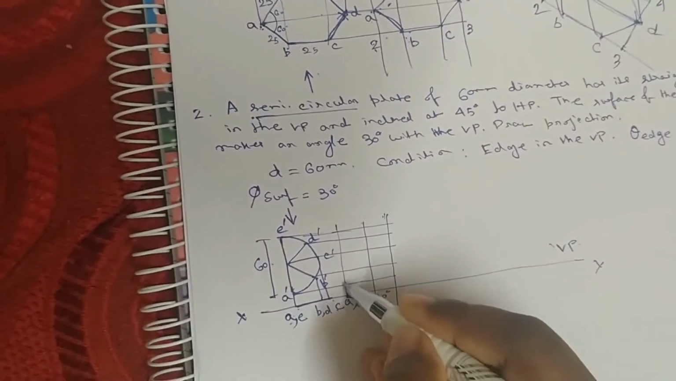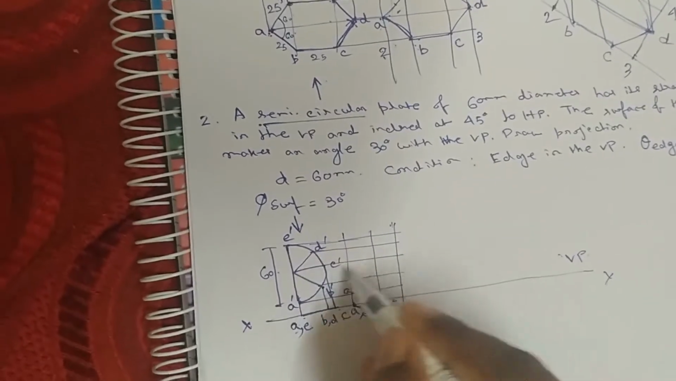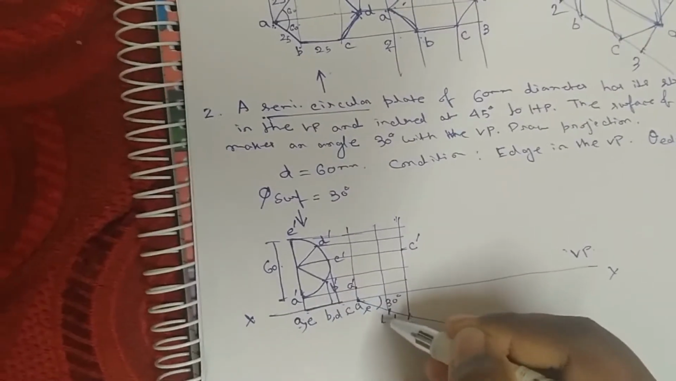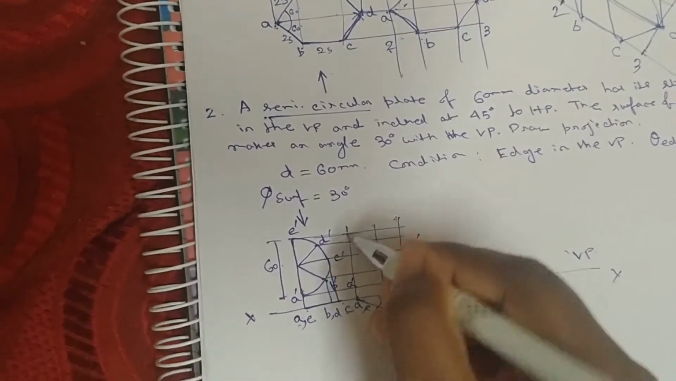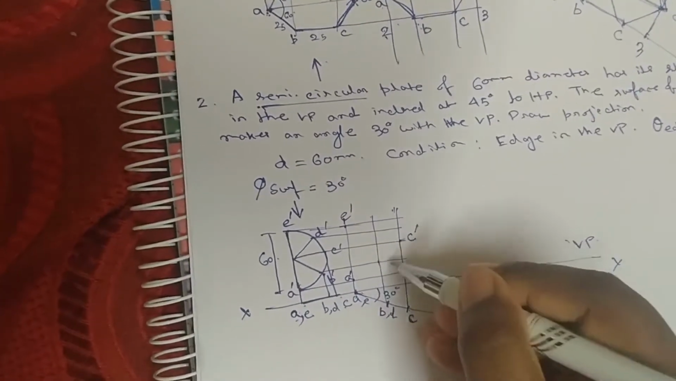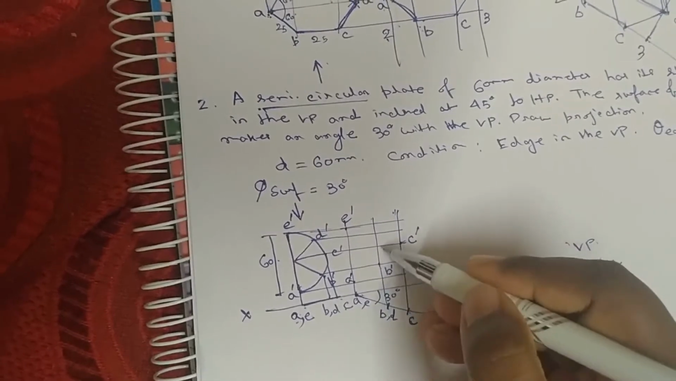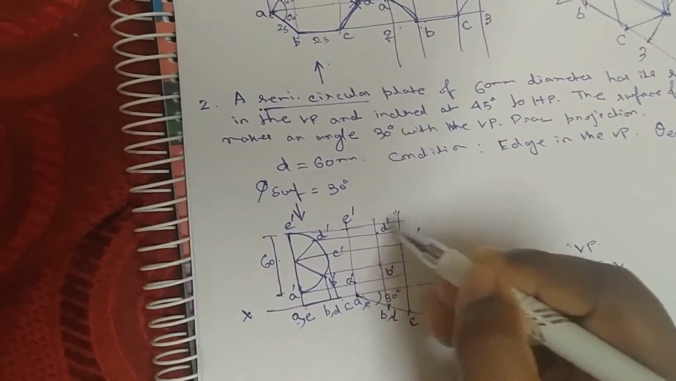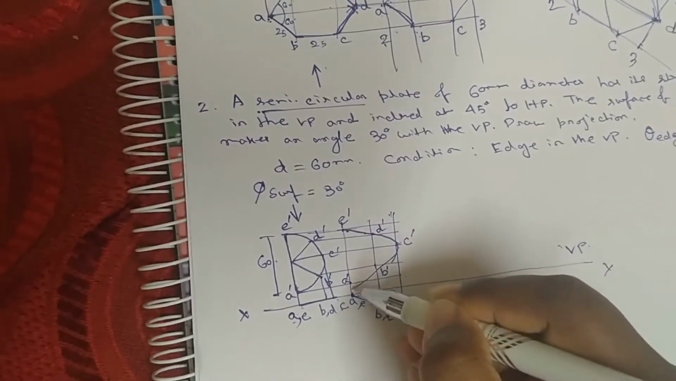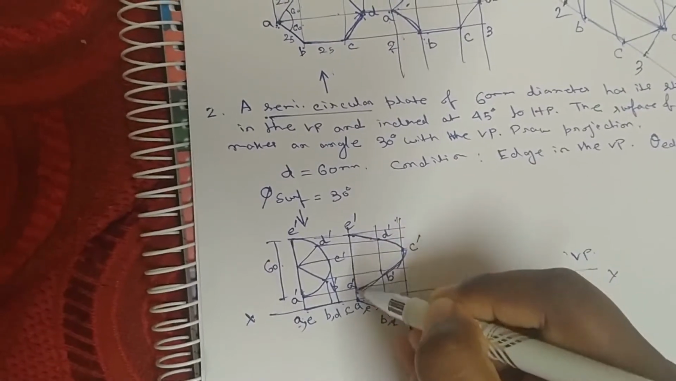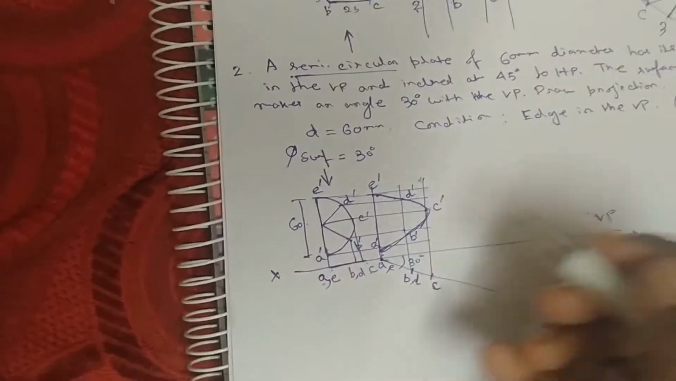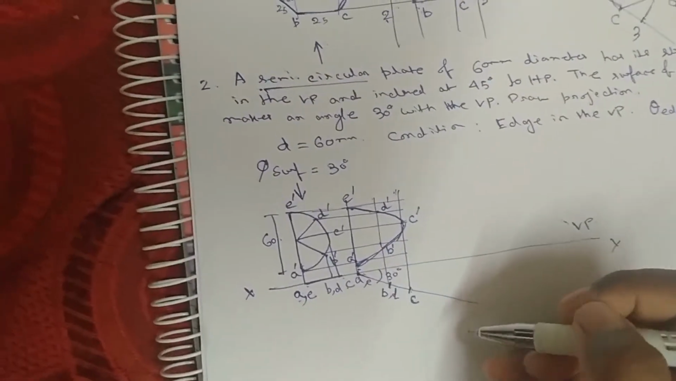So this will be our A point, this is our C point, C dash, A dash, and this is E dash, this will be our B dash point, and this is our D dash. Simply join with curve. You can use French curve or flexible curve for this drawing.